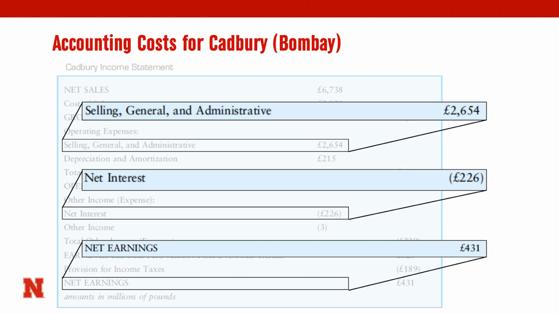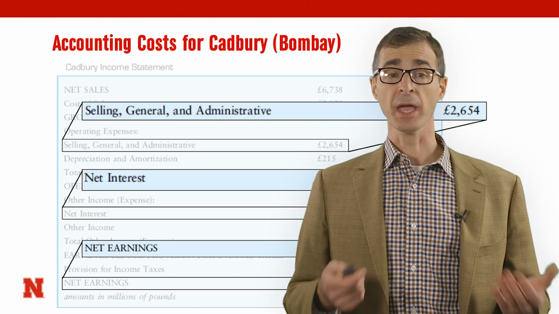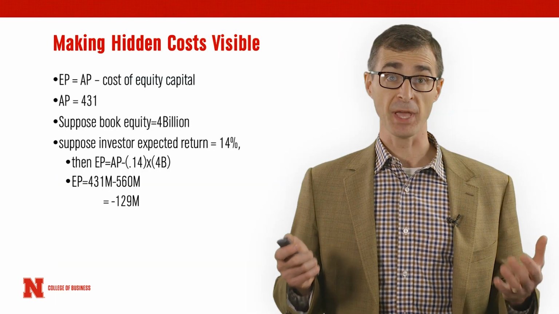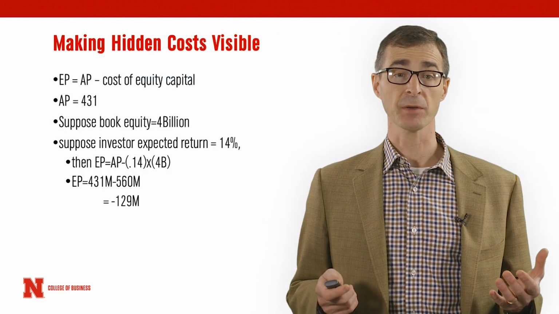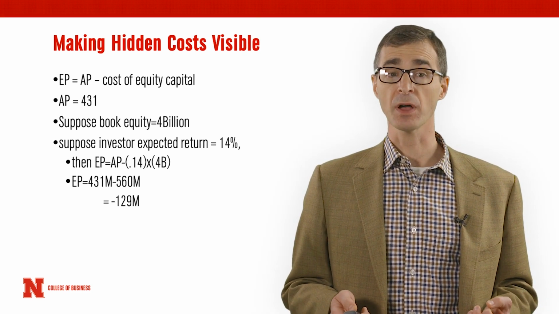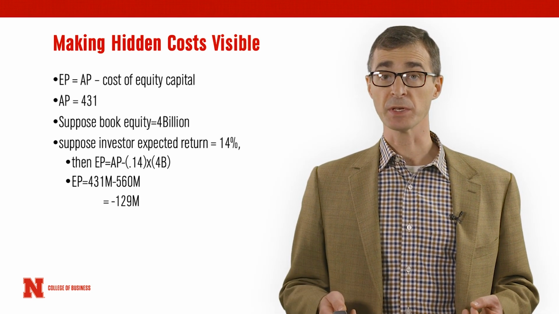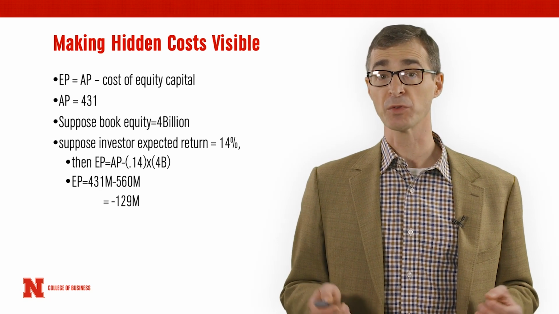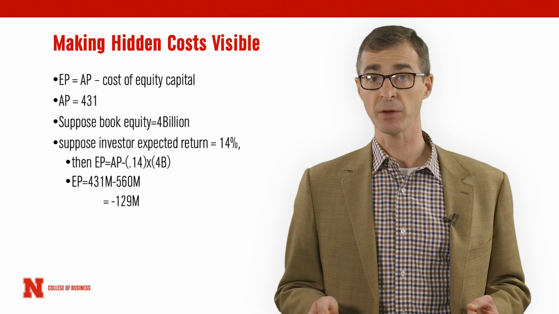Economic value added makes explicit this hidden cost of equity capital, and it does so in a very simple way. The economic profit, which captures this idea of economic value added, is simply equal to the accounting profit, or net income, minus the cost of equity capital. From the previous slide, recall that the accounting profit was 431 million British pounds.